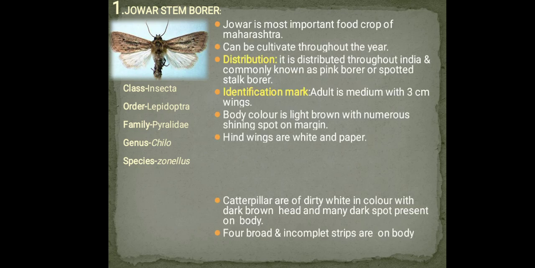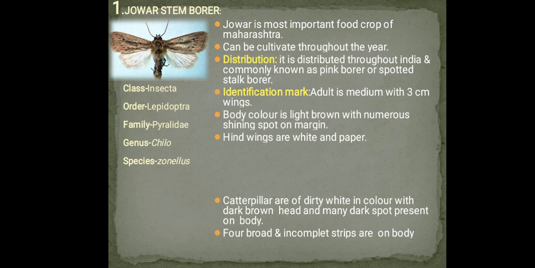Then we see the characteristics of this jawar stem borer. Jawar is the most important food crop of Maharashtra. It can be cultivated throughout the year. This jawar stem borer is distributed throughout India and is commonly known as the pink borer or spotted stalk borer. Why is it known as a borer? Because the wing color of this moth is pinkish, or the spots are present on the body. That's why it is known as the pink borer or spotted stalk borer.